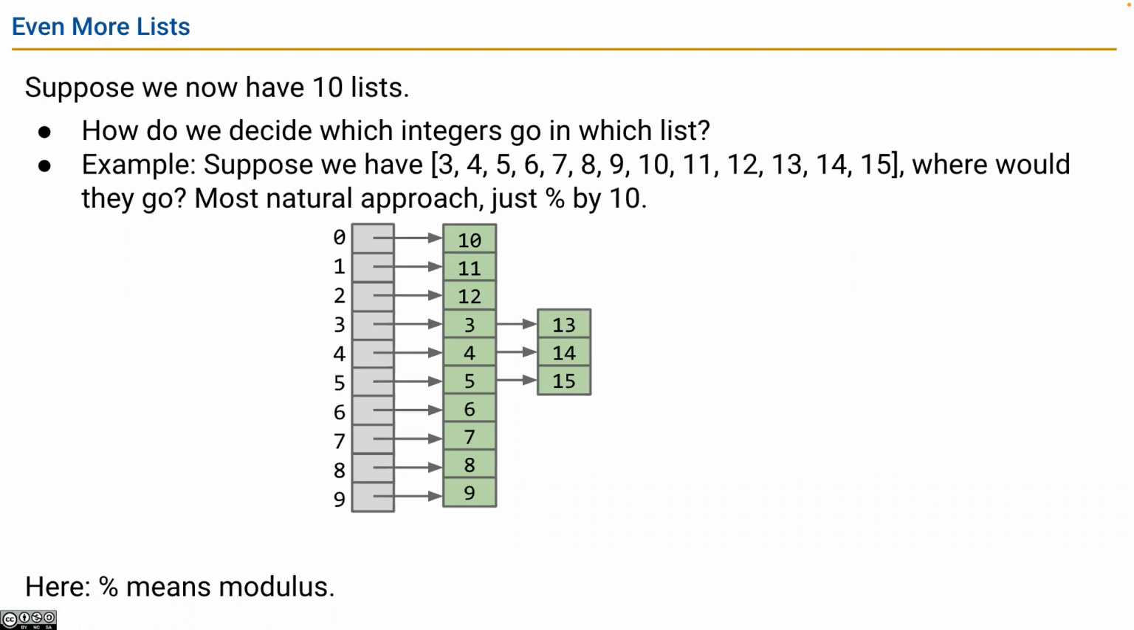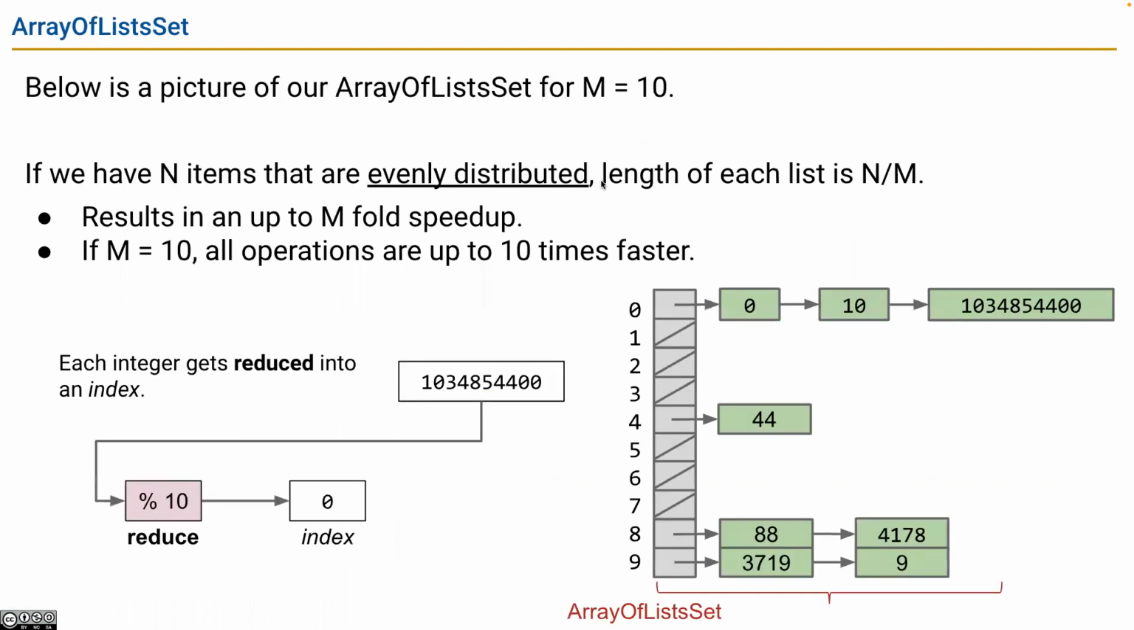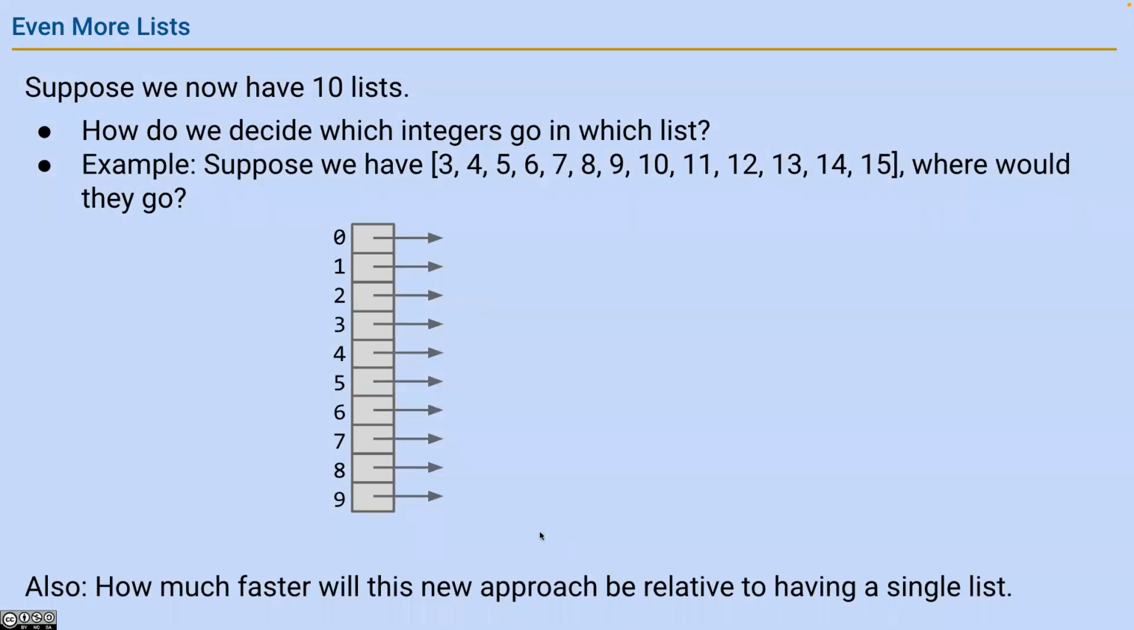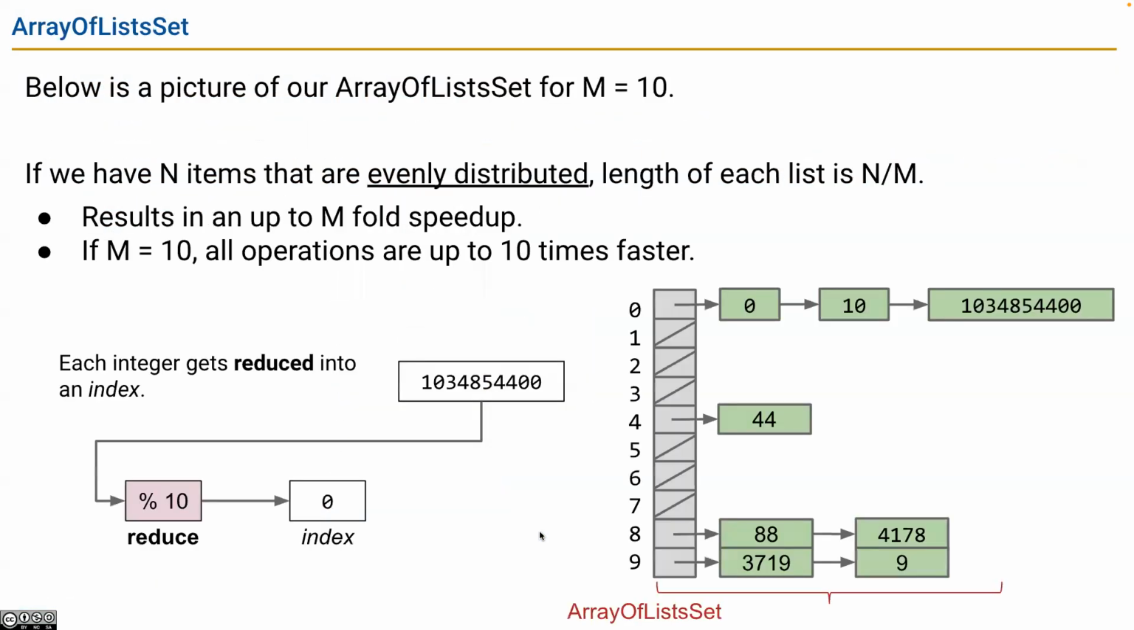Right. So that's the basic idea. There are many different possible functions, but I'm going to use mod. It's very natural and it's going to generalize well. So what we have now is what I'll call an array of list set. The other question I had is, how much faster will it be if they're evenly distributed compared to the original approach with just one list? 10 times faster. Right. Operations take 1/10 the time.